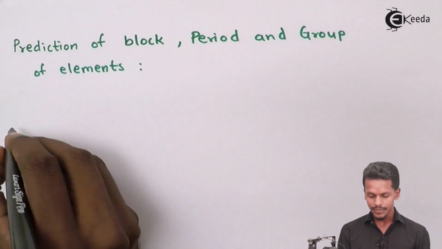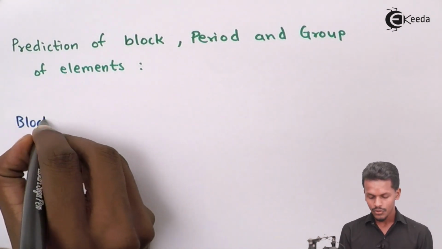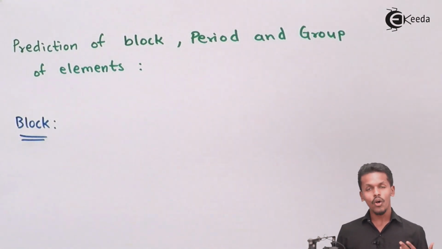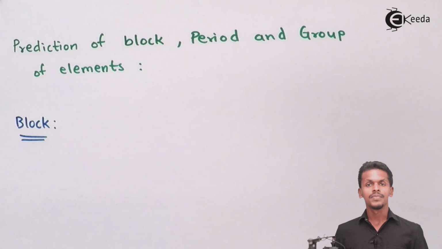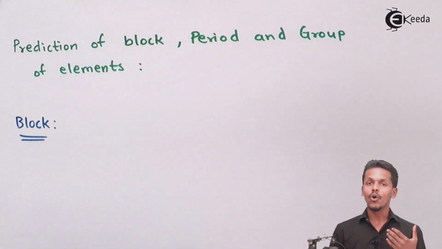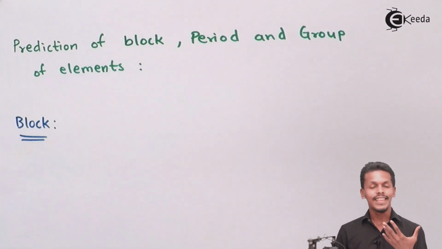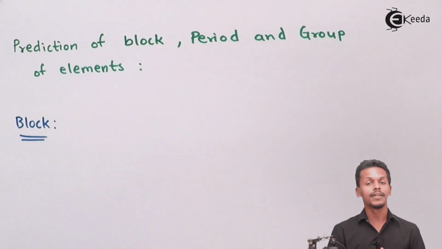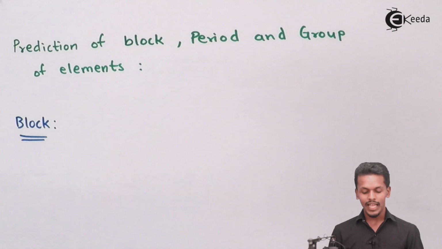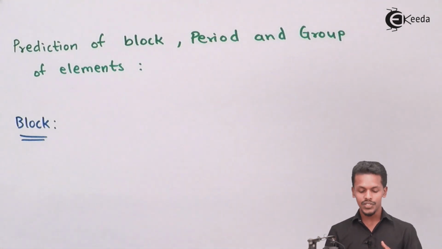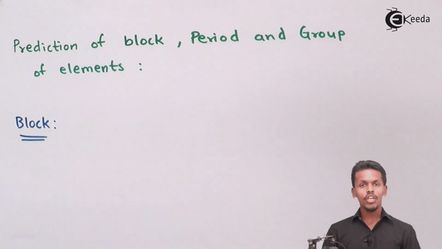So when it comes to the block, to determine which block the element belongs to, we should always observe the outermost subshell. While filling the electrons according to the Aufbau principle, the outermost subshell that we observe indicates that the element belongs to that block. I will give you an example, but this is how we can determine which block it belongs to.